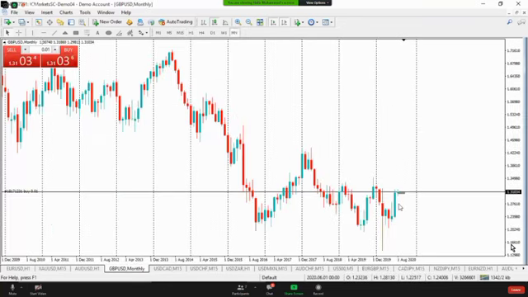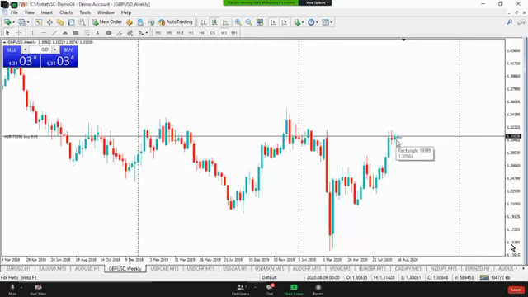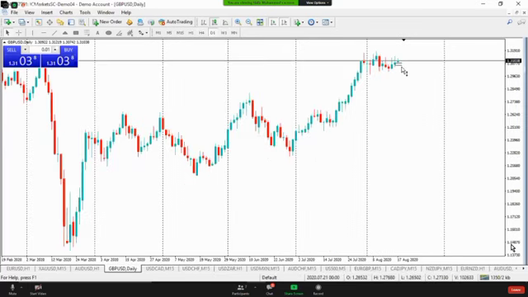What's on the monthly? It's a bullish candle, right? Green. What's last week's candle? Last week's candle is green, right? Yeah. What's last day's candle? It's green, right?